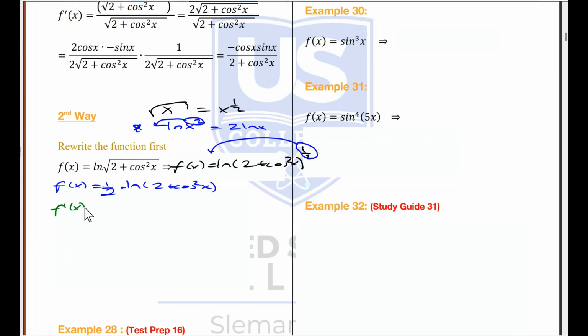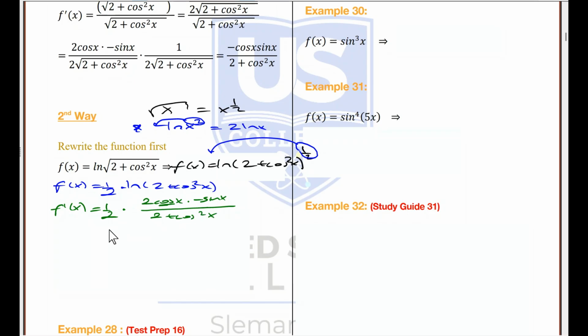Now f prime of x equals the coefficient stays, times the derivative of natural logarithm, which is the derivative of the angle. Derivative of 2 is 0. Cosine squared is 2 cosine x times minus sine x, right? There's a power. Let's get rid of the power first. Bring the power down in front and take derivative of the base. So 2 cosine x times derivative of cosine, which is minus sine, divided by the angle itself, 2 plus cosine squared x.